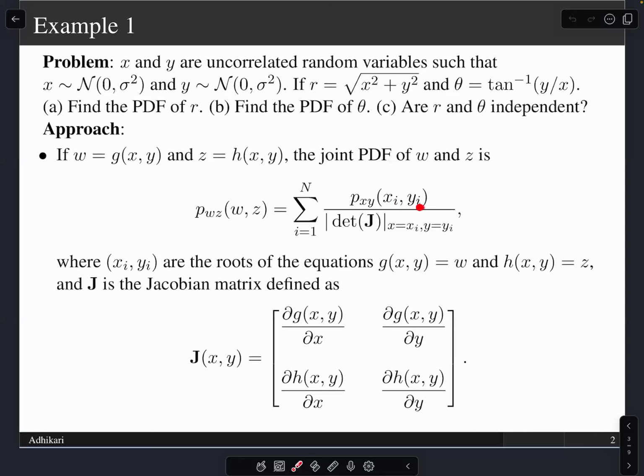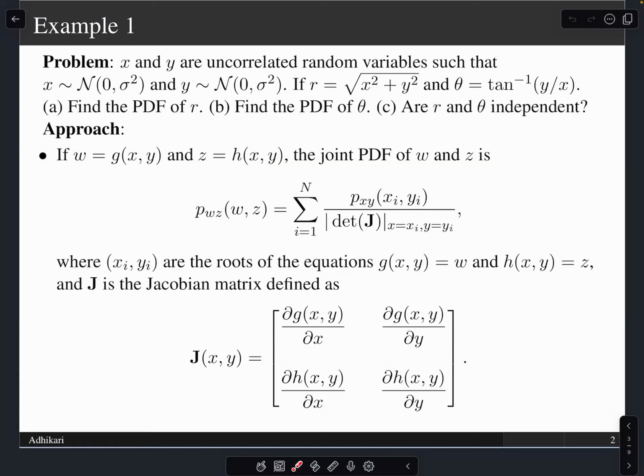We have xi, yi's, so x1, y1, x2, y2. These are the roots of two equations. The first equation is w equals g of xy, and the second one is z equals h of xy. If we solve these two equations for x and y, then we get the solutions for x and y in terms of w and z. And there could be multiple solutions. We call them x1, y1, x2, y2, x3, y3, depending on how many solutions we have.